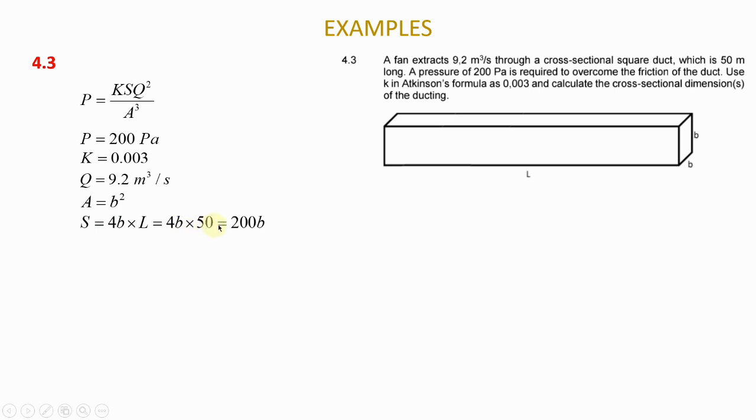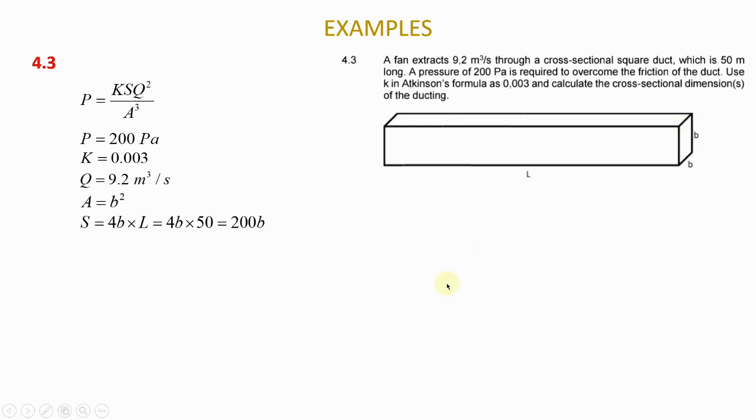And in this case, L is 50. It is given in the question. L is 50 meters. And so it's going to be 4B multiplied by 50. So it's 200B. So we have A, which is equal to B squared. We have S, which is equal to 200B. And so as you can see, we have all the things that we need to be able to plug in values in this equation, and the only thing that will remain as an unknown is b, and so we can then solve for b to find the dimension of the ducting.